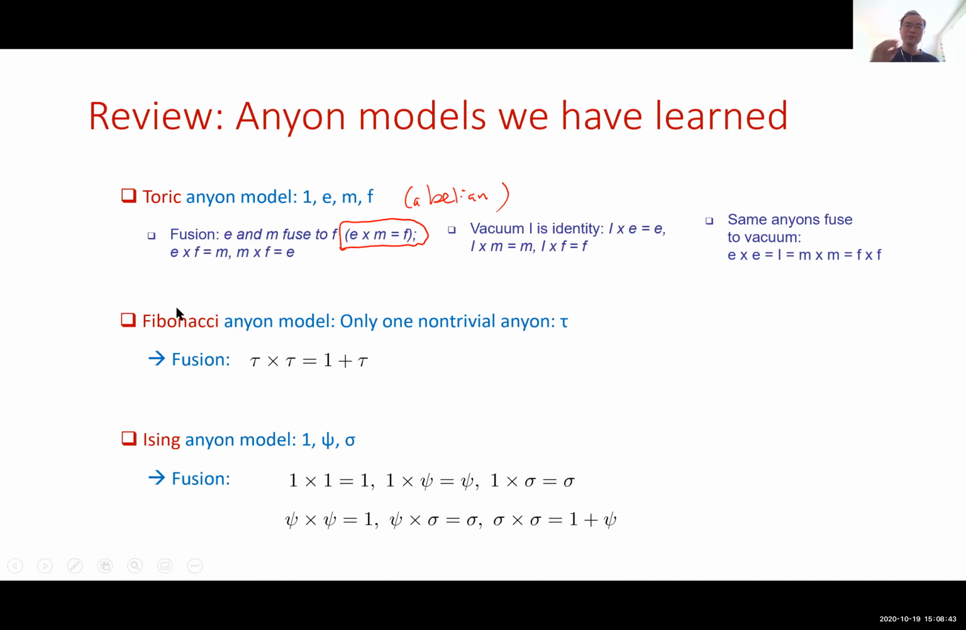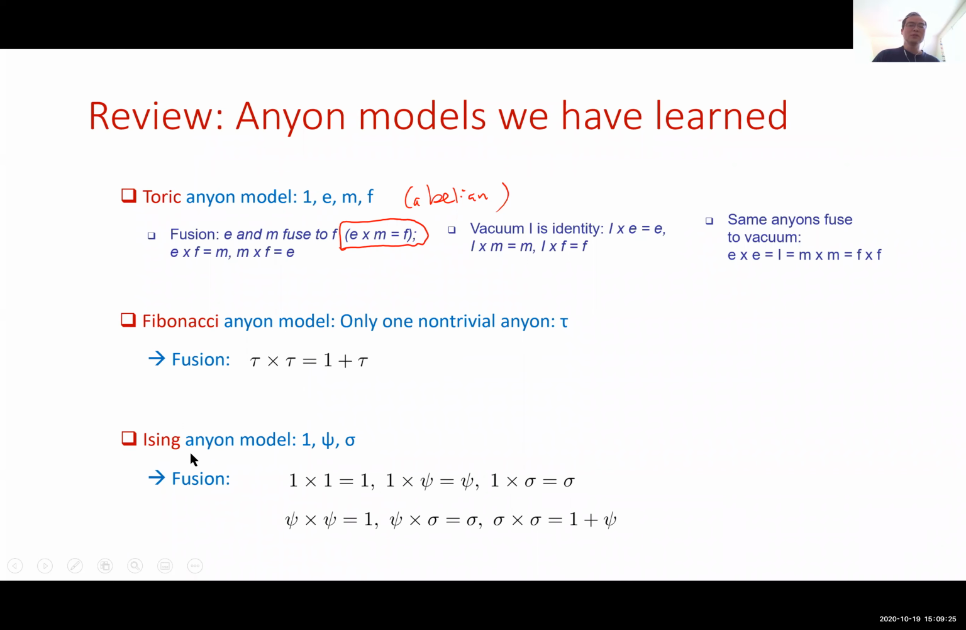We also mentioned one particular anyon model, the Fibonacci anyon. It contains only one non-trivial anyon, and the fusion looks like this. You take 2 Fibonacci anyons, and it returns either vacuum or the Fibonacci anyon itself. The reason it's called Fibonacci anyon is that the coefficients in, for example, this identity, as you fuse more anyons, give rise to this Fibonacci series.